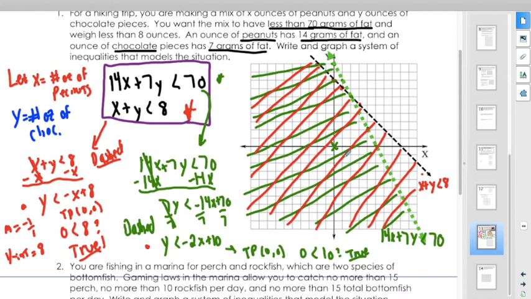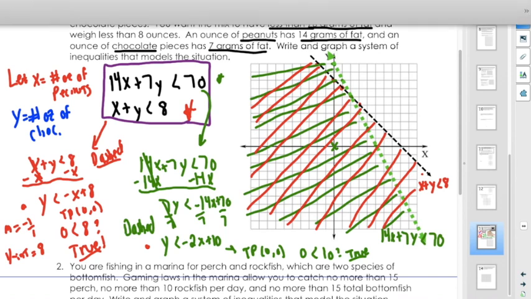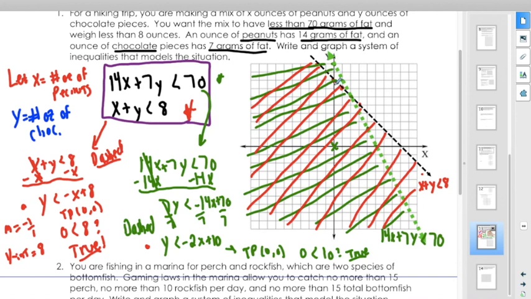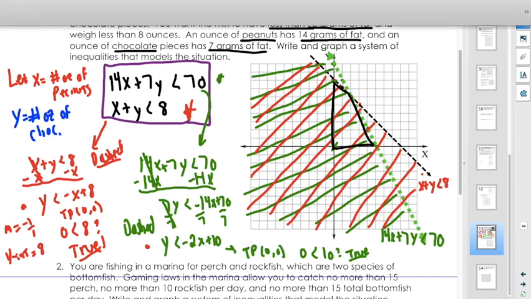And also everything below the x-axis is negative, correct? So everything down here is negative, everything over here is negative. We can't have a negative number of ounces of peanuts or a negative number of ounces of chocolate. So we only want to use the first quadrant in this example. So we're only going to want to use this piece right here, right? Because we can't use this. This is all negative. This is the only thing that's logical.